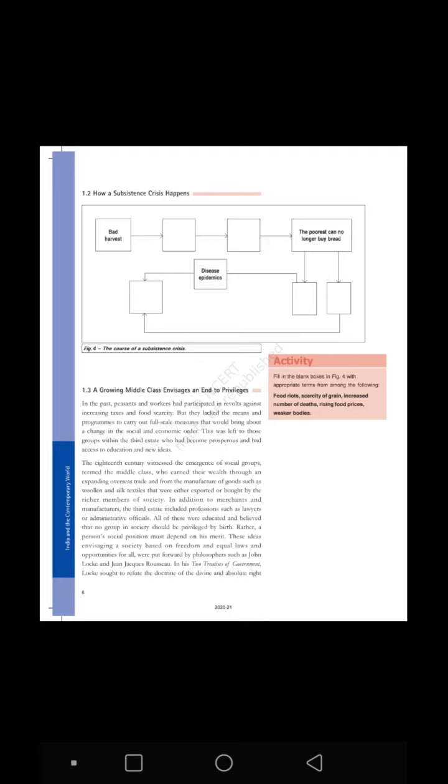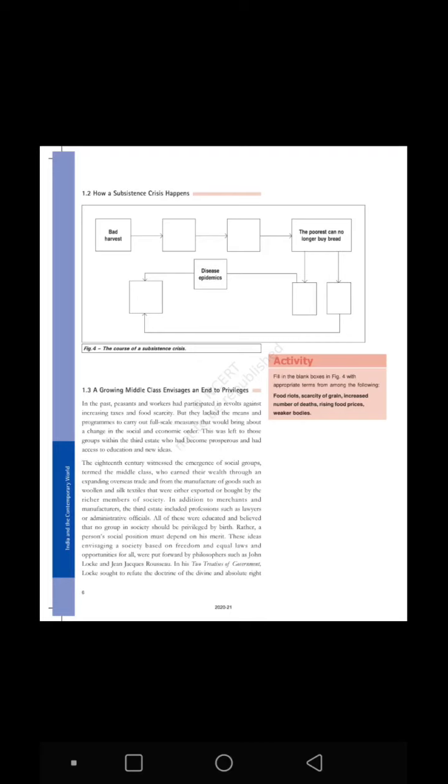The 18th century witnessed the emergence of social groups termed the middle class, who earned their wealth through an expanding overseas trade and from the manufacture of goods such as woolen and silk textiles that were either exported or bought by the richer members of society. In addition to merchants and manufacturers, the third estate included professions such as lawyers or administrative officials. All of these were educated and believed that no group in society should be privileged by birth. Rather, a person's social position must depend on his merit.